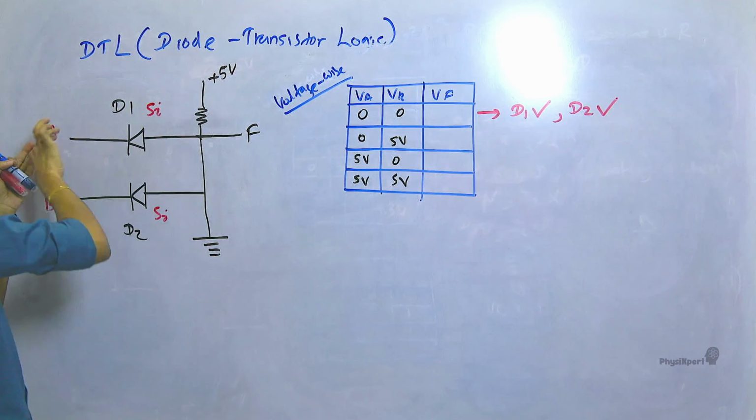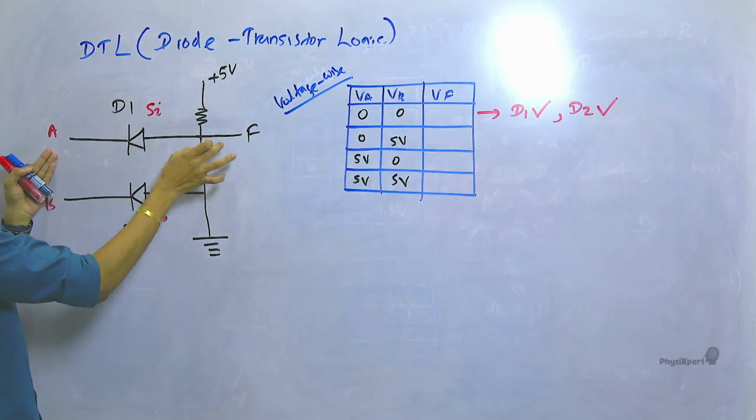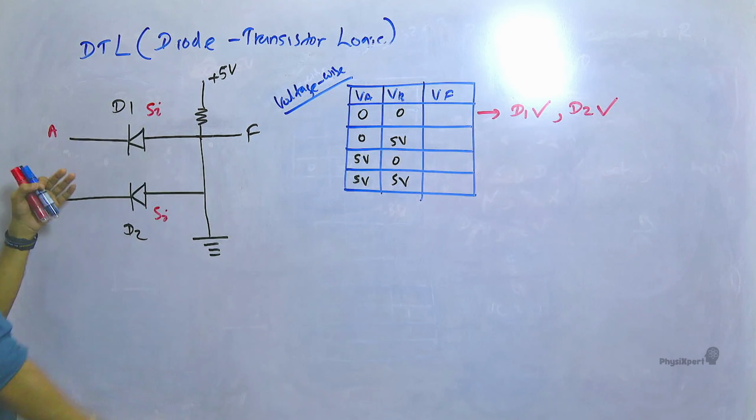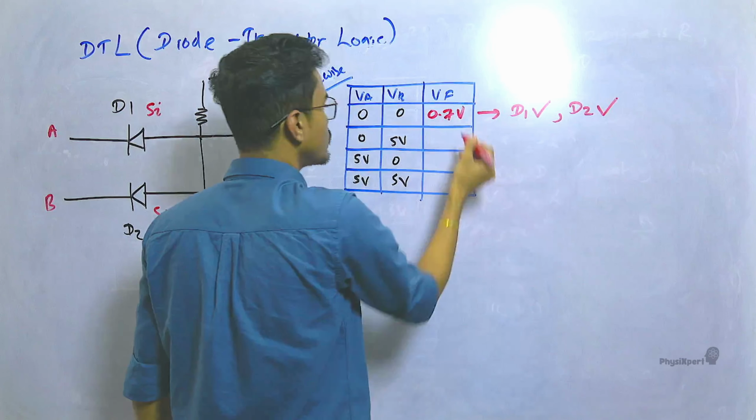Now, if you argue in the other way, VA is 0 now, and the potential difference here is 0.7, then this point has to be 0 plus 0.7, 0.7. Right? Then VF becomes 0.7 volts.